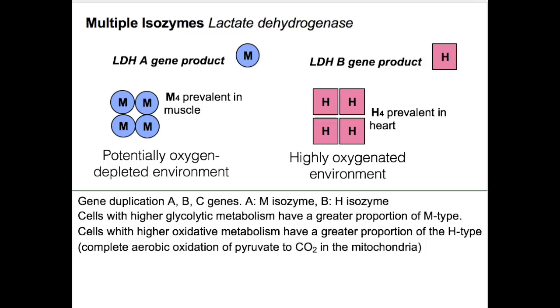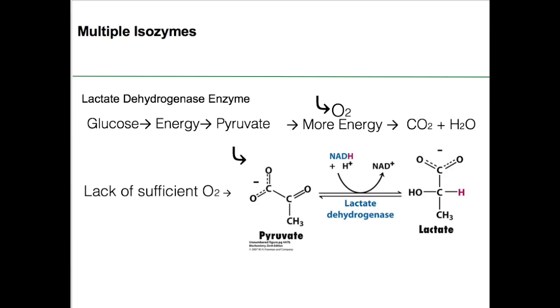Now, this is an enzyme that synthesizes lactate from pyruvate. This is a redox reaction in which pyruvate is reduced to lactate. This occurs when there's not sufficient oxygen to completely oxidize pyruvate in the mitochondrion to carbon dioxide. Instead, when there isn't enough oxygen, pyruvate is reduced to make lactate.